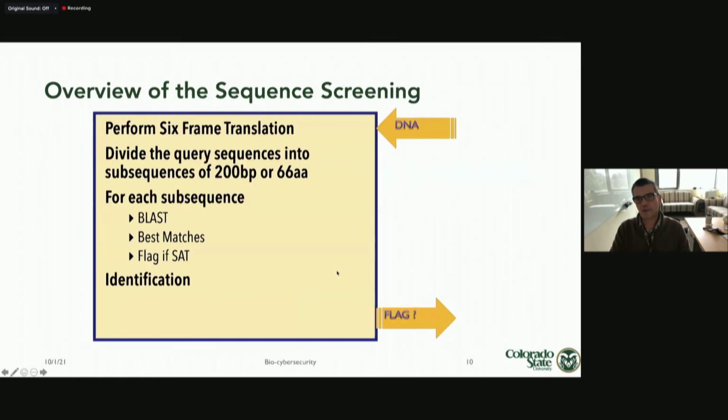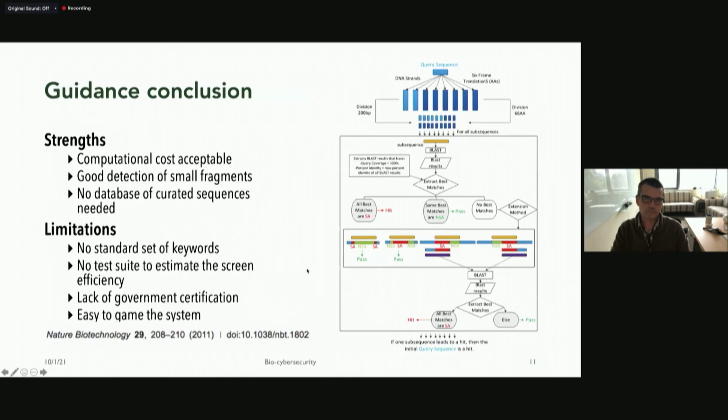So essentially the screen goes like this: it performs a 6-frame translation of the DNA sequence. The DNA sequence is broken down into smaller fragments of 200 base pairs. Amino acids, the proteins, are broken down into short blocks of 66 amino acid sequence. And then you use sequence alignment tools to compare those fragments to GenBank entries, and you look at the keywords associated with the annotations of the best hits. Then you analyze these keywords to potentially flag a sequence.